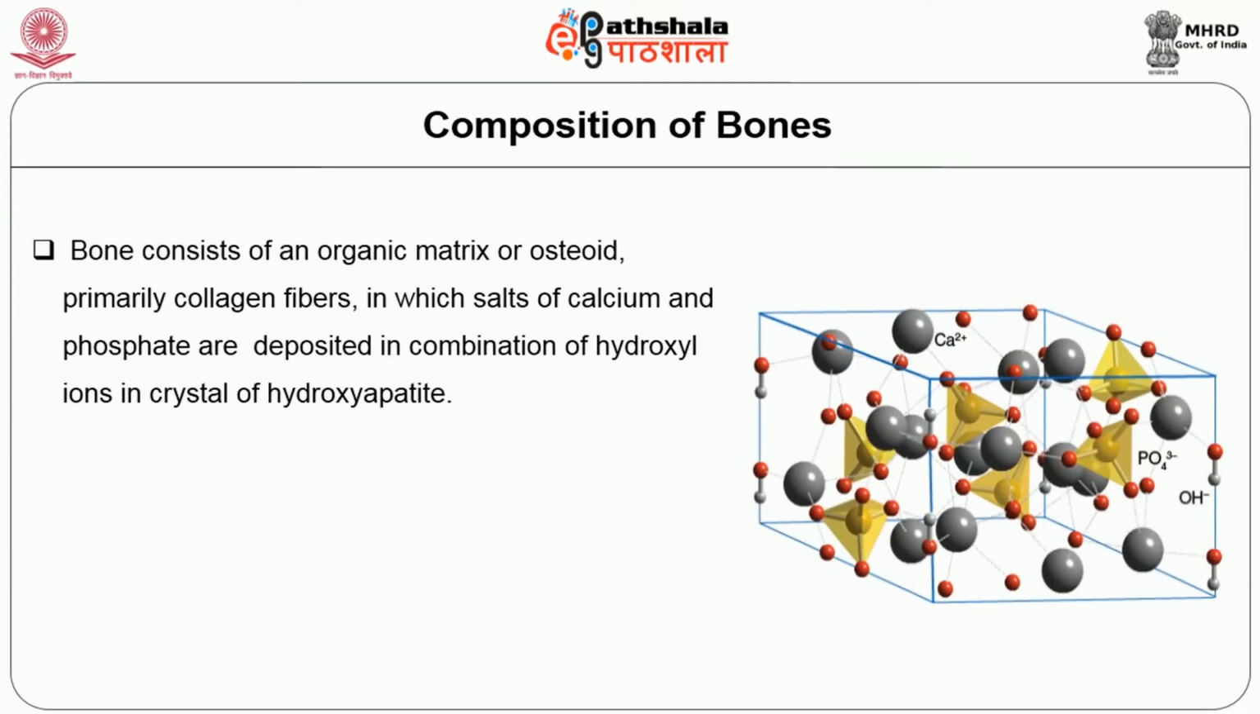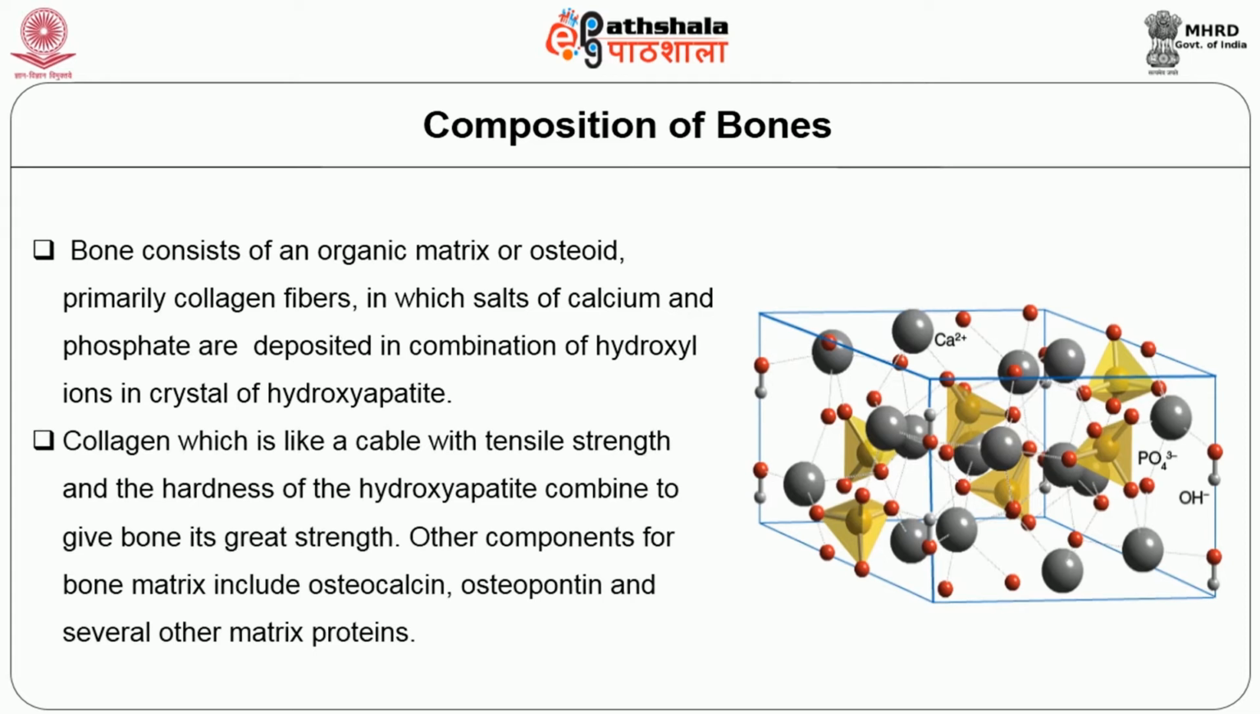Bones consist of an organic matrix or osteoid, primarily collagen fiber, in which the salts of calcium and phosphate are deposited in combination with hydroxyl ions in crystals of hydroxyapatite. Collagen, which is like a cable with tensile strength, and the hardness of hydroxyapatite combine to give bone its great strength. The other components of the bone matrix include osteocalcin, osteopontin and several other matrix proteins.